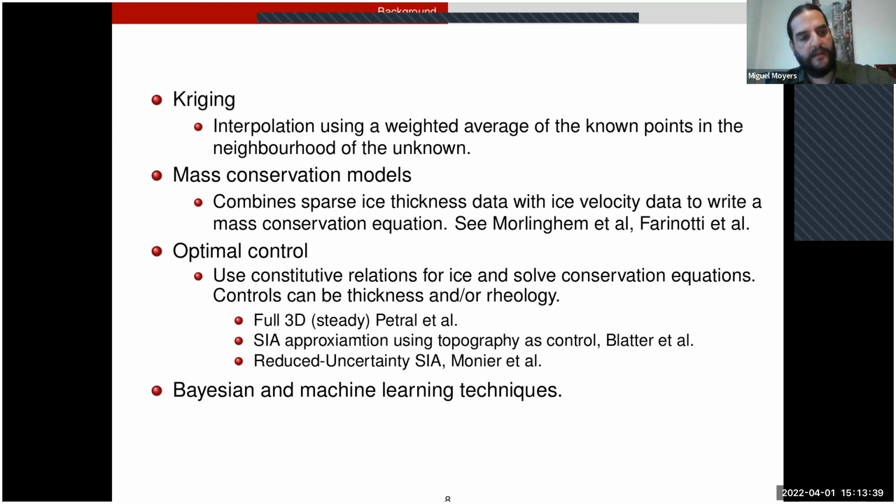From that, people started to use this idea of optimal control. So you throw more physics into the problem. You model the ice with the proper rheological laws, and from there you use optimal control and you invert the problem and you get the things that you want. So that's the way that we're going to attack the problem.